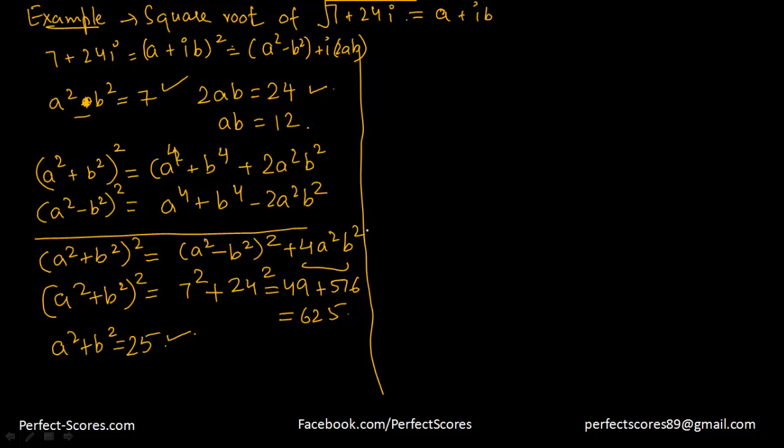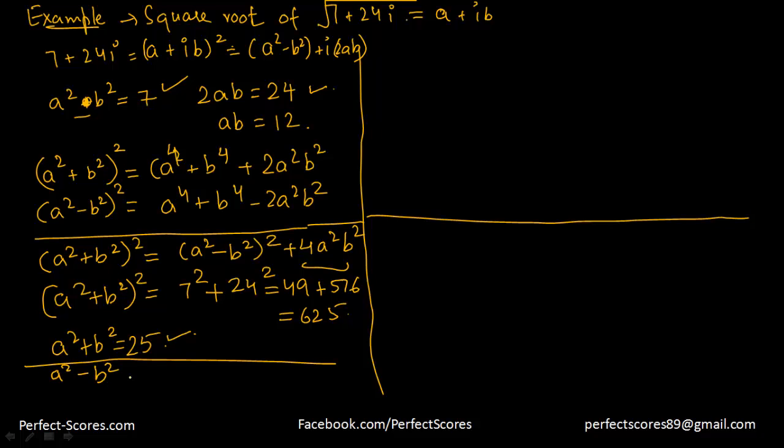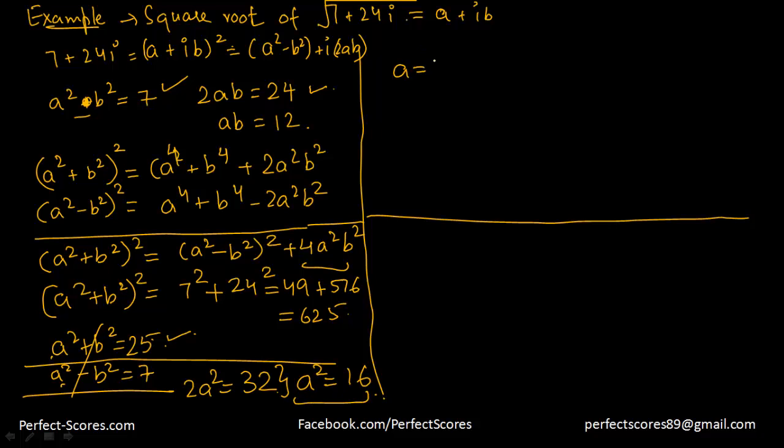If a square plus b square is 25, and a square minus b square is equal to 7, then I can find two different values of a and b. Using these expressions, if I add both equations up, I'll get a square plus a square, which is 2a square, equal to 25 plus 7, which is 32. From here, I'll get the value of a square to be equal to 16. If a square is 16, then a would be equal to 4 or a would be equal to negative 4.